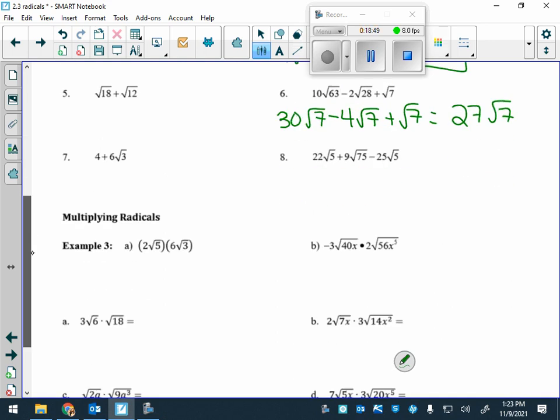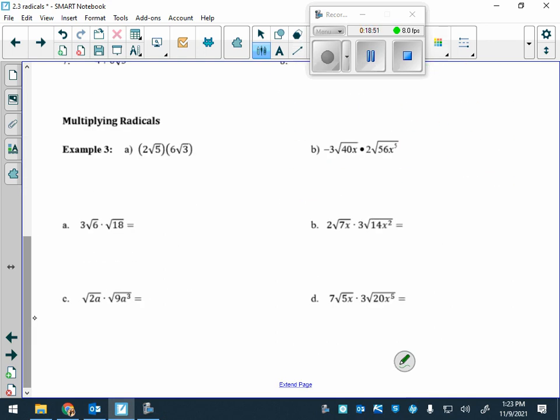All right. The next piece is multiplying. One of the rules with multiplying, if you have, say, square root of A times square root of B, that can be written under 1 radical. Okay? Square root of A times square root of B can be written under 1 radical.